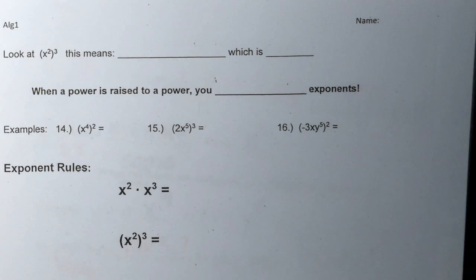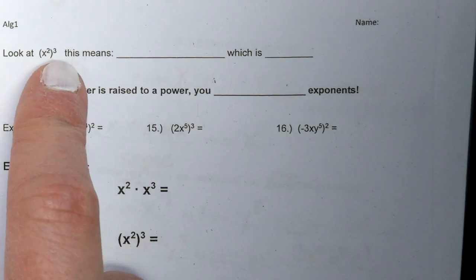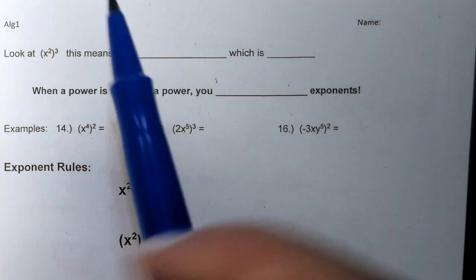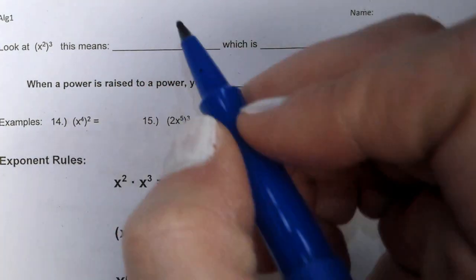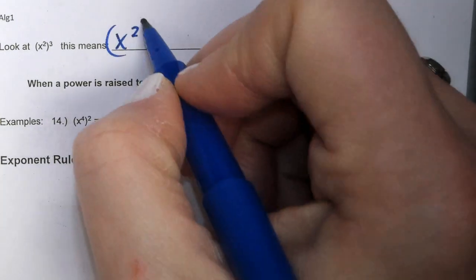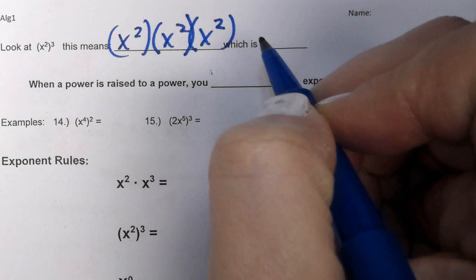This isn't going to take as long as you think it will. We're going to kind of speed through this. Look at x squared to the third power. We have an exponent to an exponent. What this really means is this: x squared times x squared times x squared.